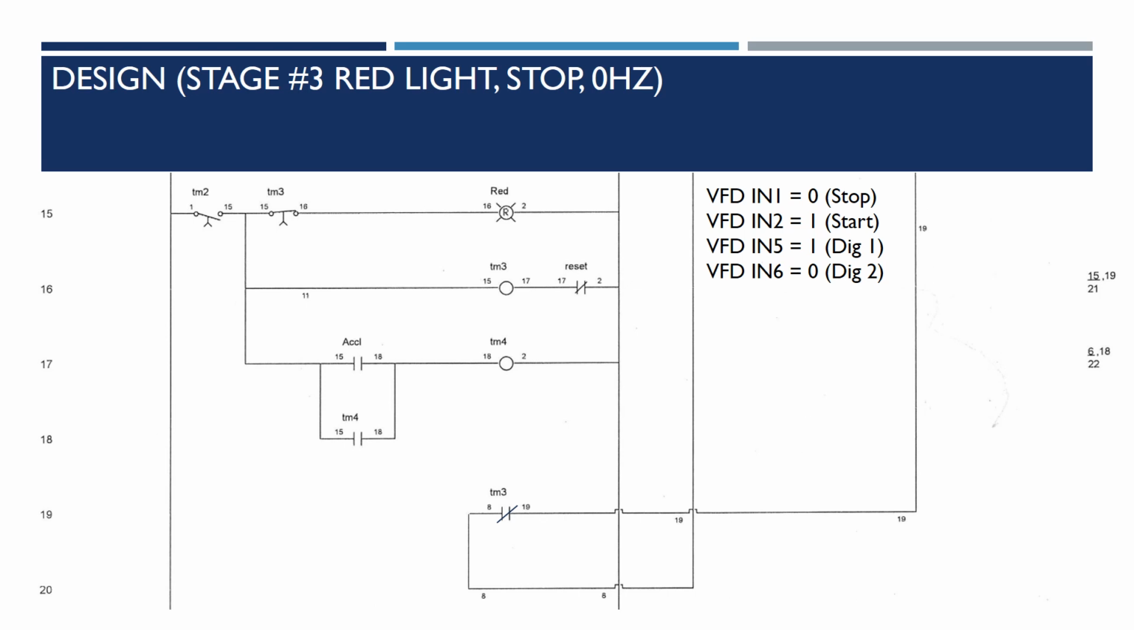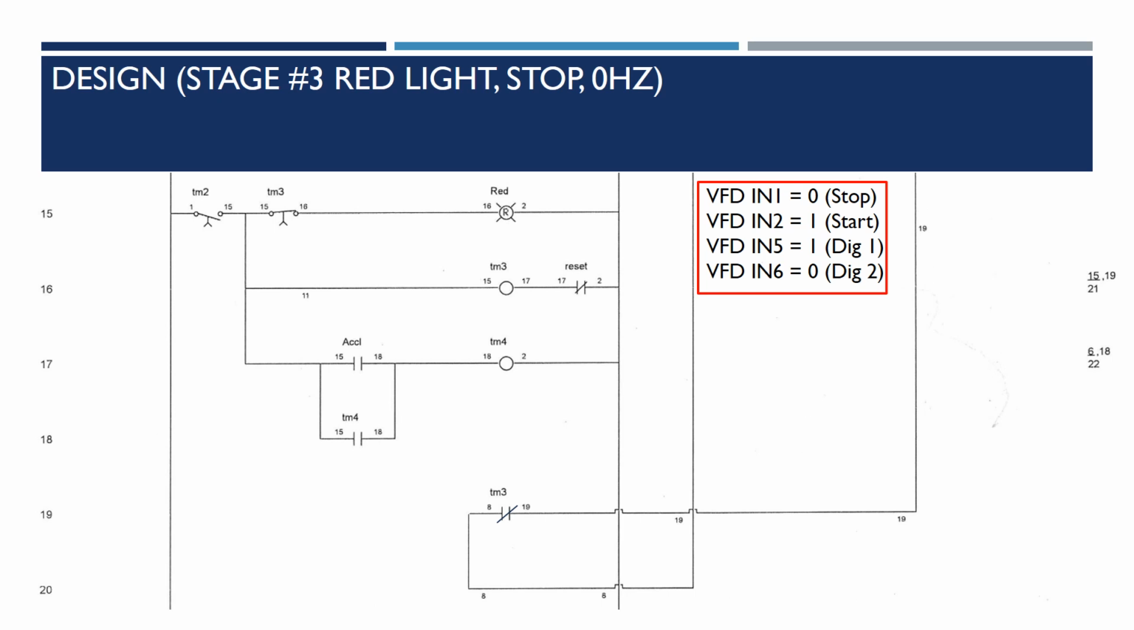And here we are at stage 3, which is our red light stage. Essentially, we just need to stop the motor by not supplying it frequency. And that was easily accomplished, if we look at the table, by just changing input 1 from the required 1 for the VFD to operate normally to a 0, which will stop the VFD from supplying power out to the motor.